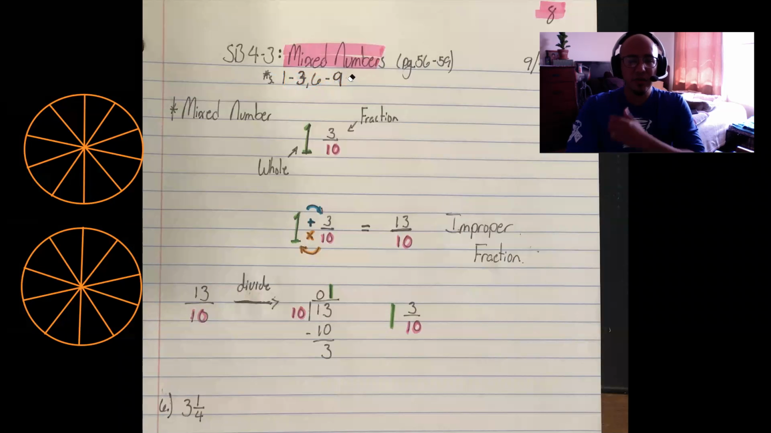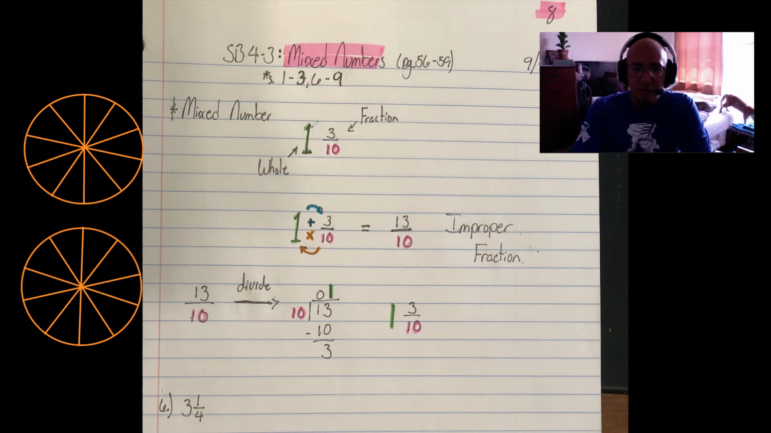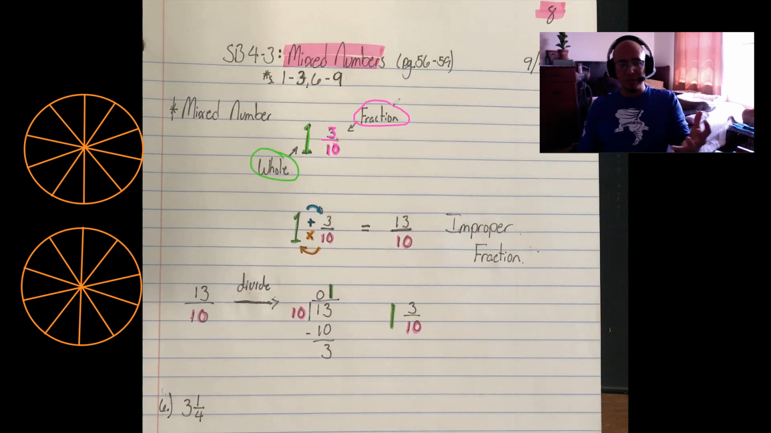Okay. So again, today we're going to be talking about mixed numbers. And the question is, well, what is a mixed number? Essentially, a mixed number is whenever you're mixing a whole number and a fraction to express a quantity. For example, right here I have 1 and 3/10. So as you can see, I have 1 whole and I have 3/10, which is a fraction. So I have a whole number mixed with a fraction.